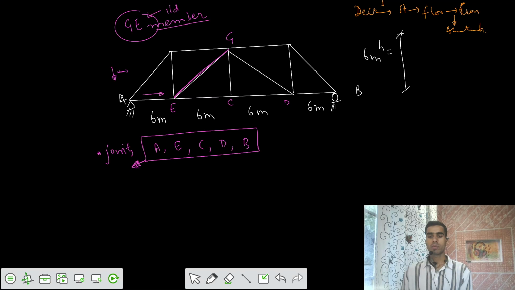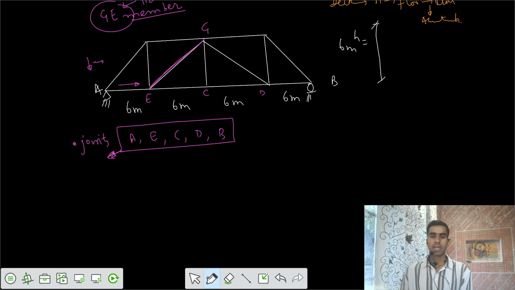Now let's take the first point, where the load is at point A. If the load is at point A, that means the entire load gets transferred to the support. Would there be any force in the member GE?